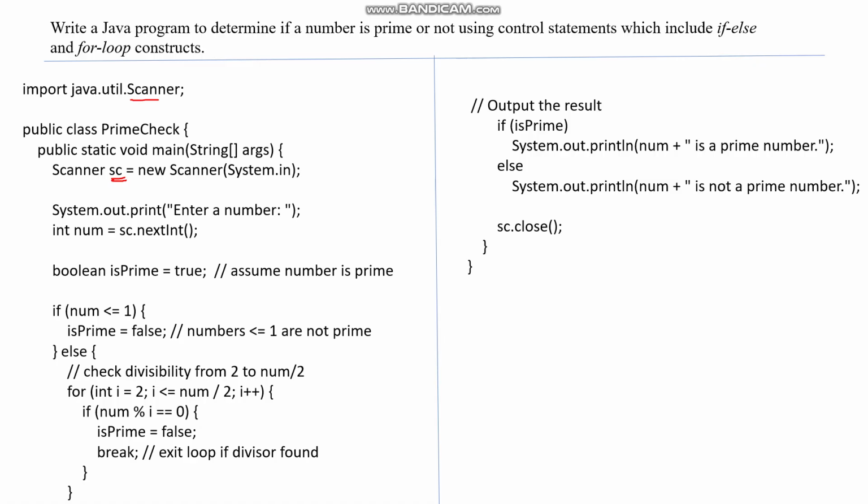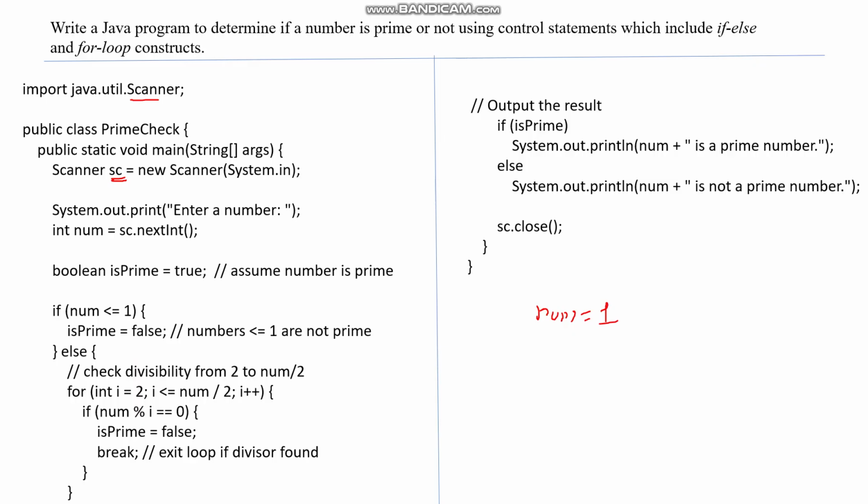System.out.println("Enter a number"). We are asking the user to please enter a number. int number = sc.nextInt(). Assume I give the number value as 1. Next, boolean isPrime = true. At the starting stage I am taking one boolean variable isPrime and the value is true, which means I am assuming that the number is a prime number.